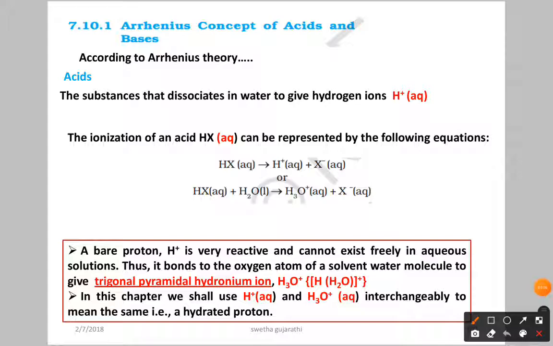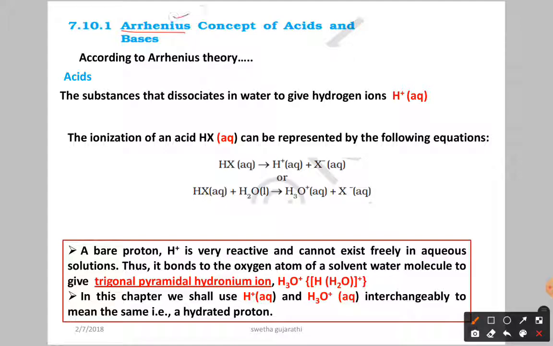Next we have some views of scientists. For example, we have Arrhenius, one of the famous scientists. According to his concept, what is an acid? How can you define acids and bases? Let us discuss. Next we have Lowry-Bronsted, one by one.